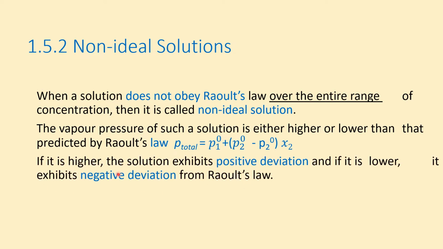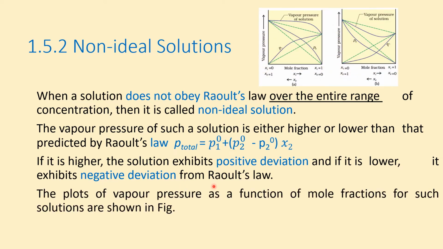If it is higher, the solution exhibits positive deviation. So if the vapor pressure is lower, that is, P total is lower, then it exhibits negative deviation from Raoult's law. The plot of vapor pressure as a function of mole fractions for each such solution is shown in the figure above.